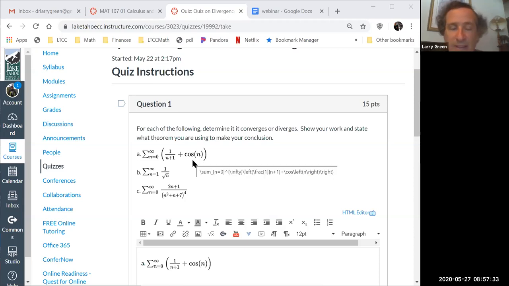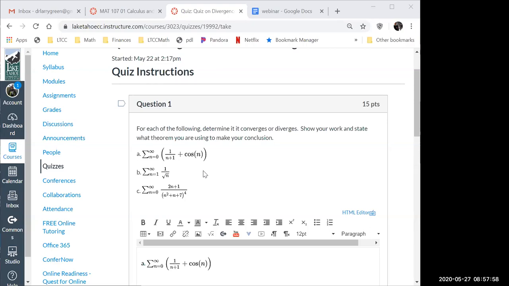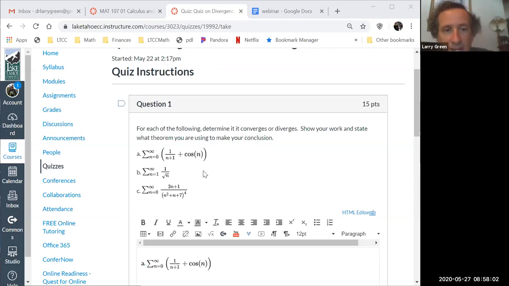So if n is 6, I believe, you get a negative number. So the integral test will not work on this one because it's not positive. It's also not decreasing. It's certainly not a geometric series. I hope you all look at this and say this is not a geometric series. What's the other test we've got? Starts with a D. The divergence test.